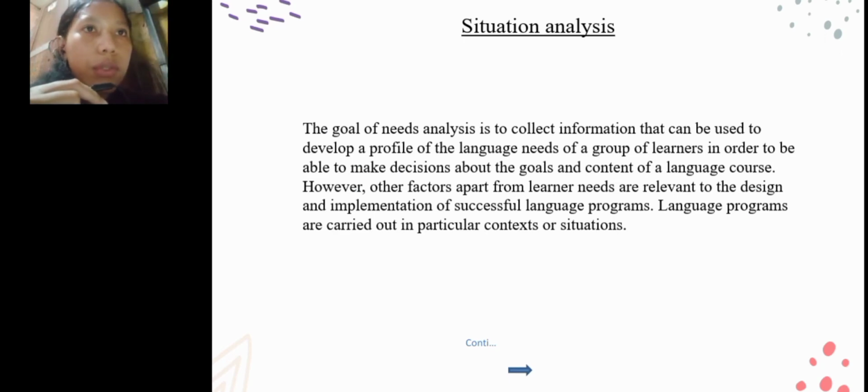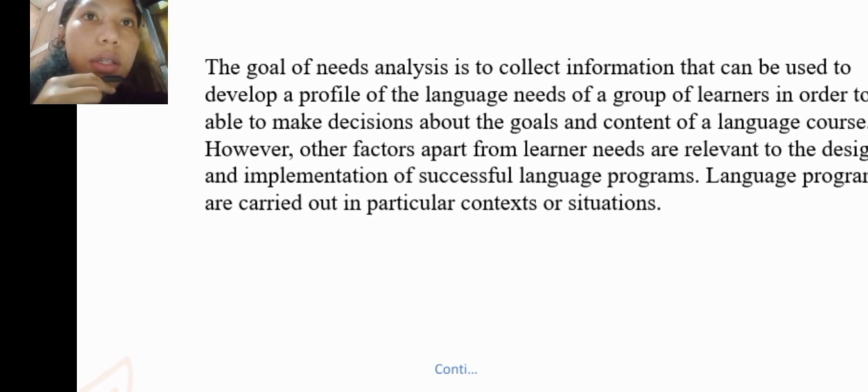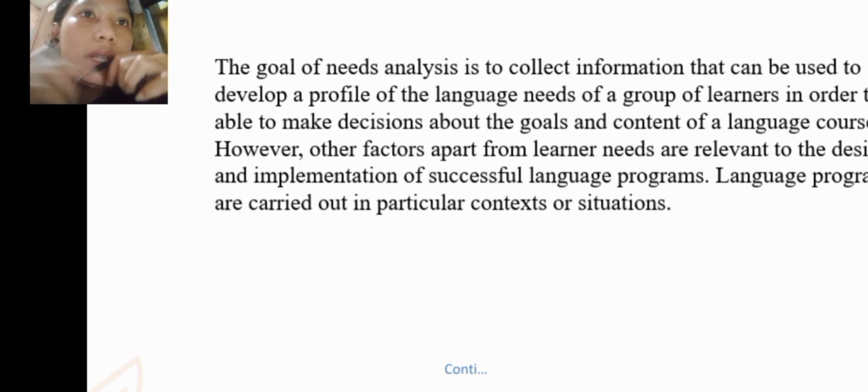Number 4. Situation analysis. The goal of needs analysis is to collect information that can be used to develop a profile of the language needs of a group of learners in order to be able to make decisions about the goals and content of a language course.